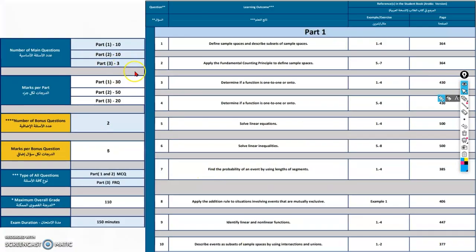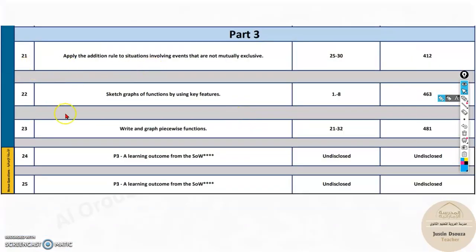And the last part, part 3, is writing. There are 3 known questions for writing, and they will carry about 6 to 8 marks. And these 2 bonus questions over here will be 5 marks each, and they can be anything that was taught throughout the term in your term 3 regular classes.